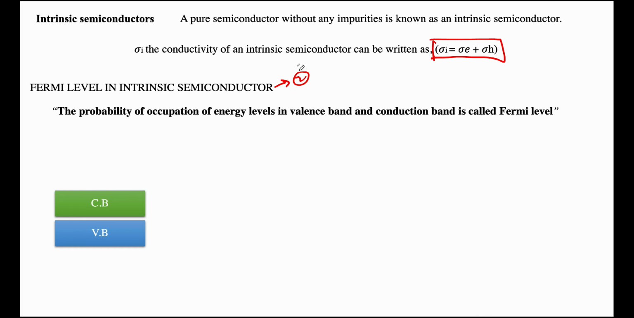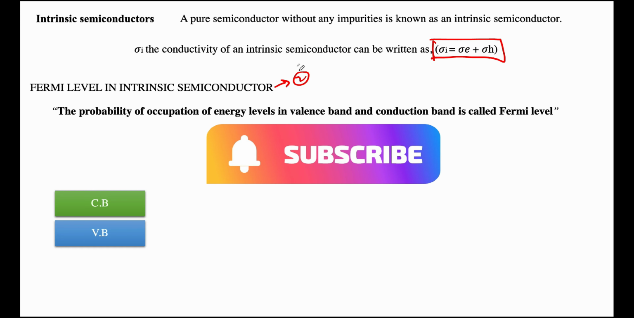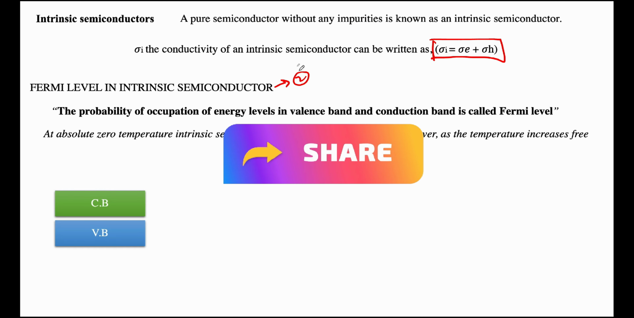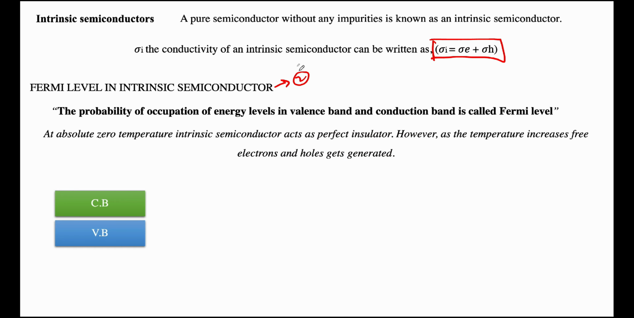The probability of occupation of energy level in valence band and conduction band is called Fermi level. Whenever there is absolute zero temperature, the intrinsic semiconductor acts as a perfect insulator, because the energy gap between conduction band and valence band is very large. Due to this reason, this material acts as a perfect insulator. However, when we increase the temperature of the material, free electrons and holes get generated.